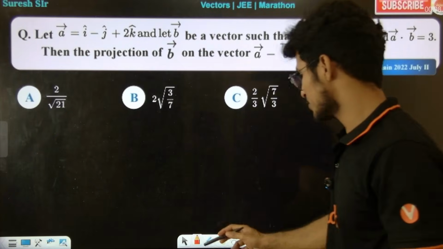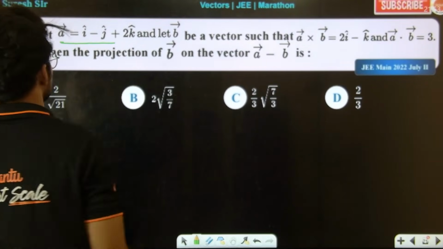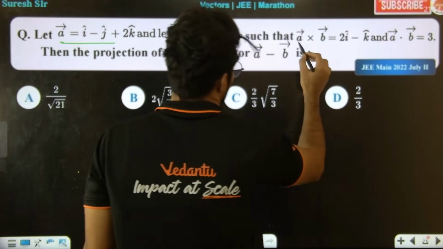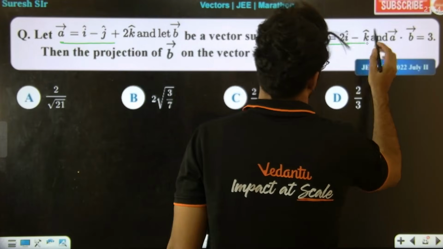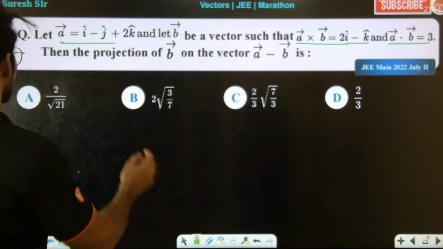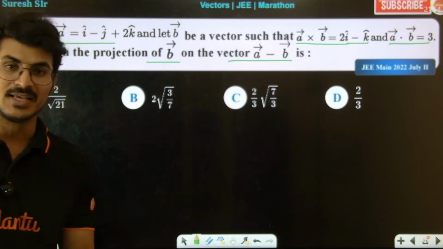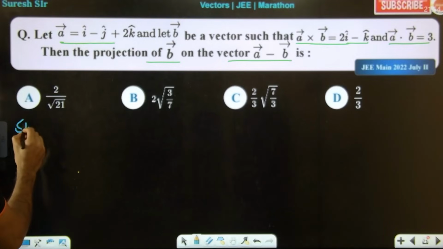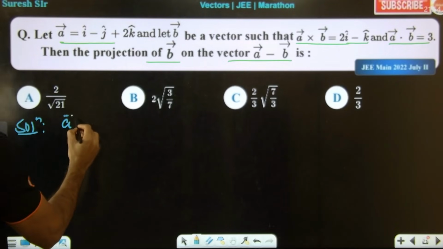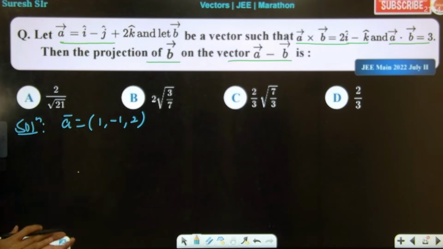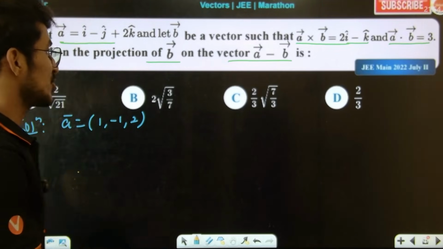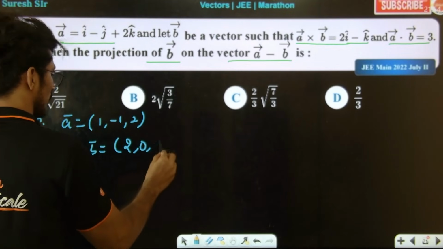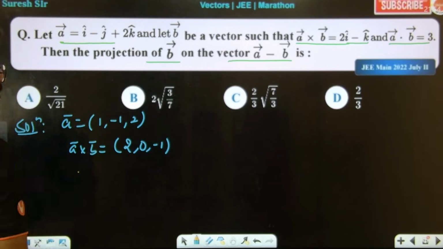Everybody read this question. Let A be equal to i minus j plus 2k and B be the vector such that A cross B is equal to 2i minus k and A dot B is equal to 3. Then the projection of B on the vector A minus B is dash. A vector is given as 1, minus 1, 2. A cross B is given as 2, 0, minus 1. And A dot B is equal to 3, given to us.